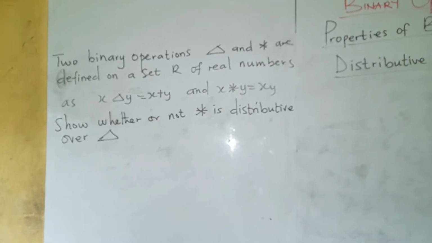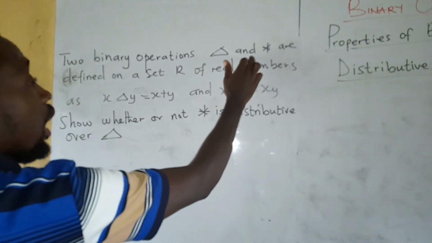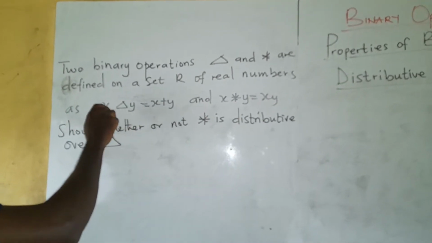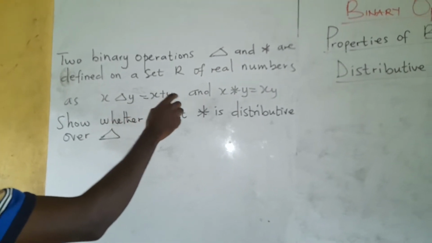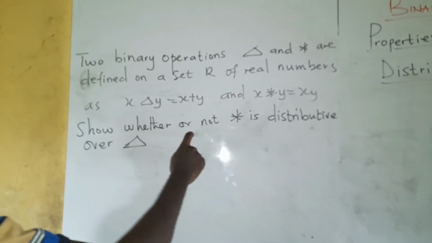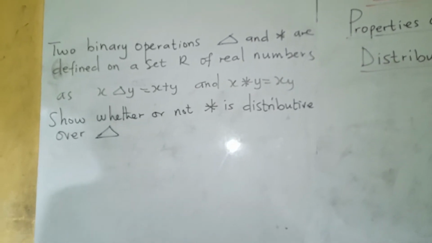So now let's look at a question on the distributive property. Say 2 binary operations delta and star are defined on a set R of real numbers as x delta y is equal to x plus y and x star y is equal to xy. Show whether or not star is distributive over delta. So how do we do that?